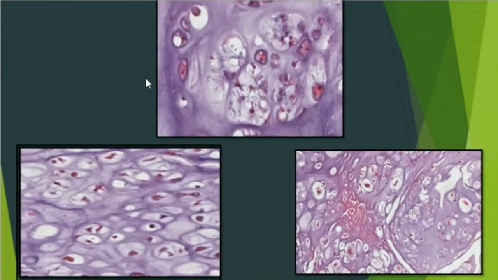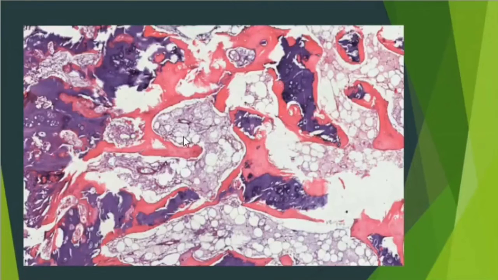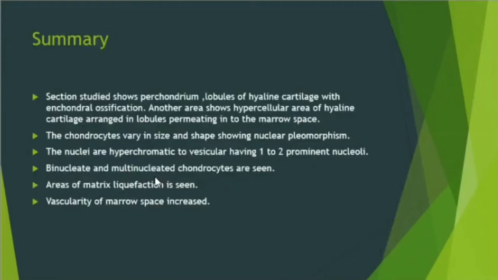This image shows bizarre chondrocytes within the lacunae having hyperchromatic to vesicular nuclei with prominent nucleoli. Here the marrow space shows increased vascularity. To summarize, this section study shows perichondrium, the lobules of hyaline cartilage with enchondral ossification.